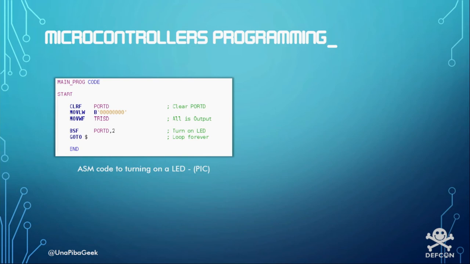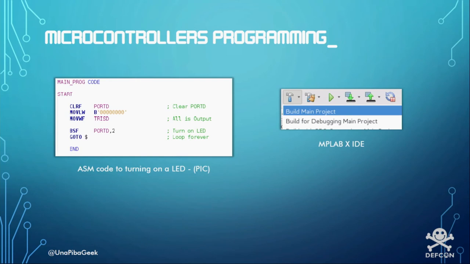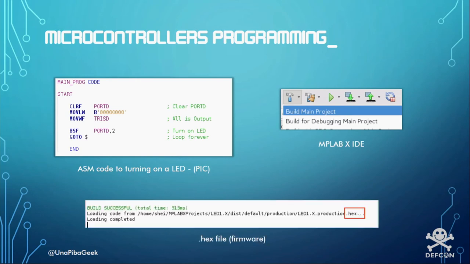For Microchip devices, we can use the MPLAB IDE, which is free, to develop and compile our firmware. By building the project, we're going to get the hex file, which is the firmware, ready to be written in the microcontroller's program memory.